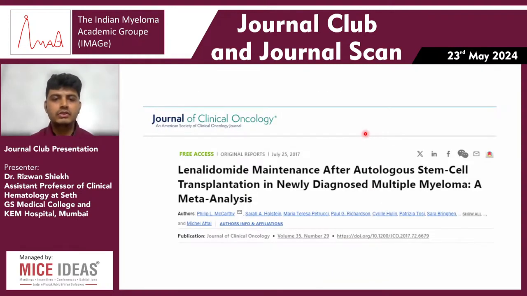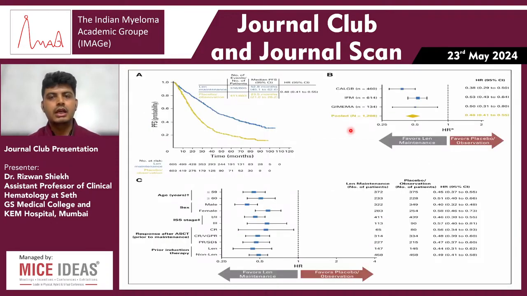Now, coming to the other question of LEN maintenance. LEN maintenance was used indefinitely, and is currently being used indefinitely or up to a period of time after transplant, because we've been using doublet or triplet induction therapy. Now, this is a meta-analysis of LEN maintenance after transplant. It analyzed patients across 3 studies, the CALGB, the IFM, and the GEMMA studies. And across all these 3 studies, it showed that if you continue LEN maintenance, the patients tend to do better.